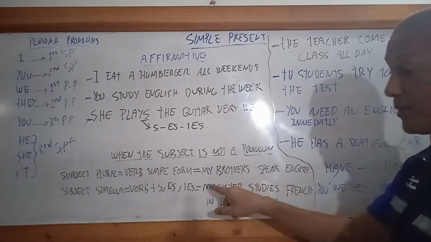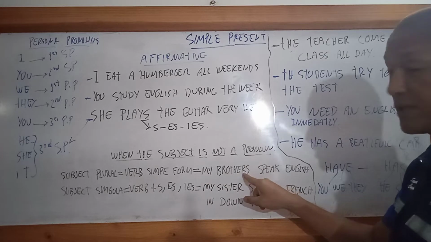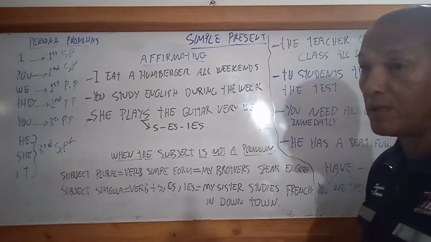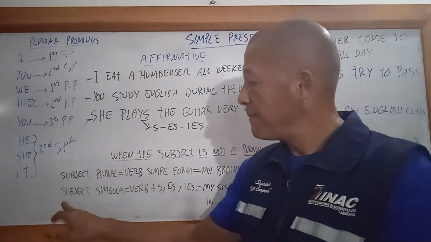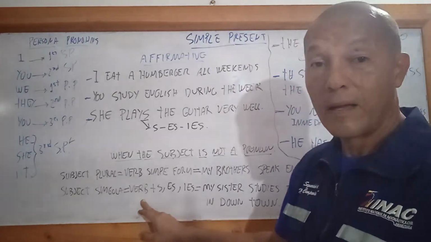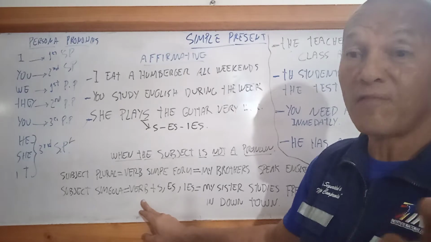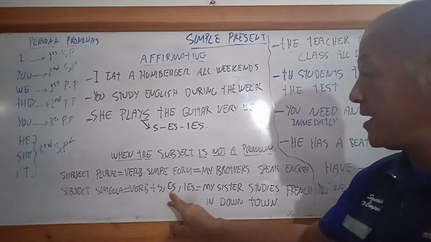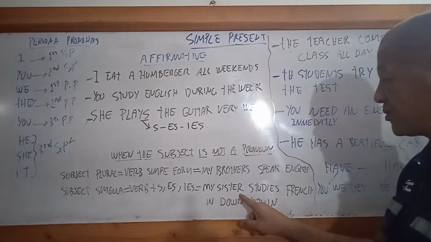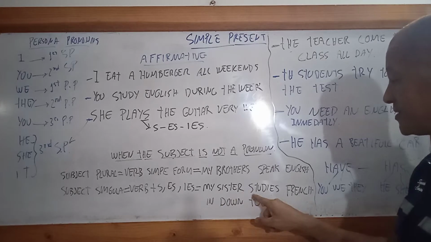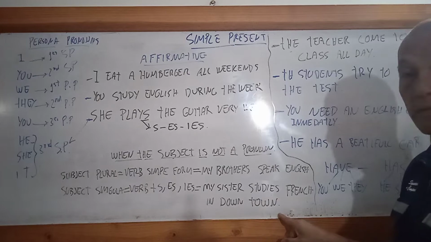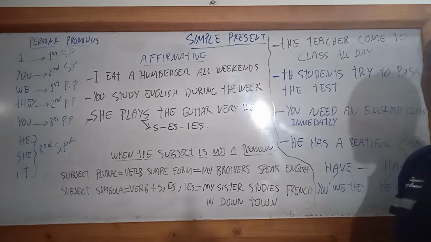Because the subject is plural, the verb doesn't change, the verb is written in a simple form. But when the subject is singular, you have to add to the main verb s, es, or ies, depending on the structure of the verb. For example, my sister is singular. My sister studies French downtown.